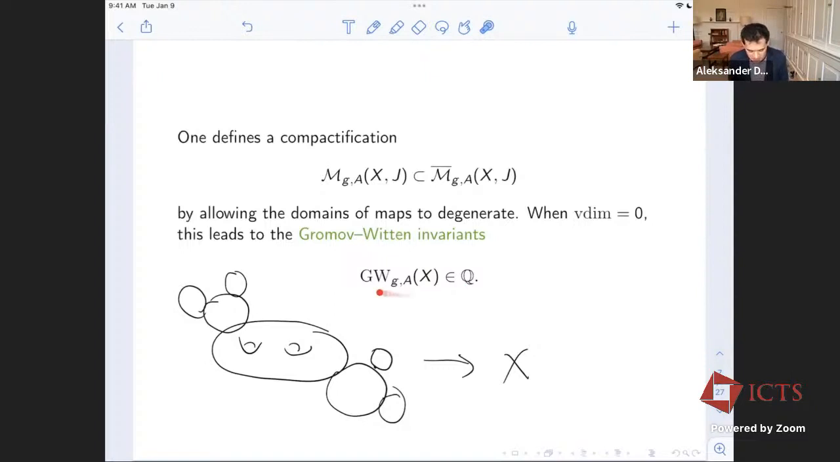And these numbers are not integers, they are rational. This is because when you do this virtual counting procedure, you have to take into account that some curves have symmetries. So this is something I'm going to discuss now.